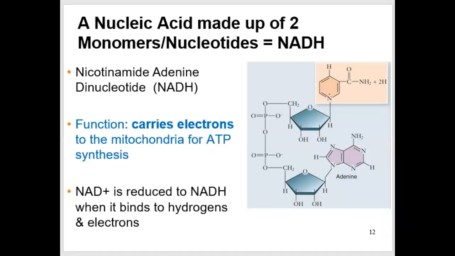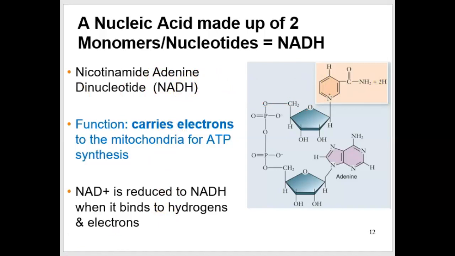The last nucleotide to look at is NADH. This abbreviation stands for a really long name, nicotinamide adenine dinucleotide. You don't need to remember that, write it down or anything, but it does explain a little bit about where the letters come from, NAD, and NADH has a hydrogen on it.